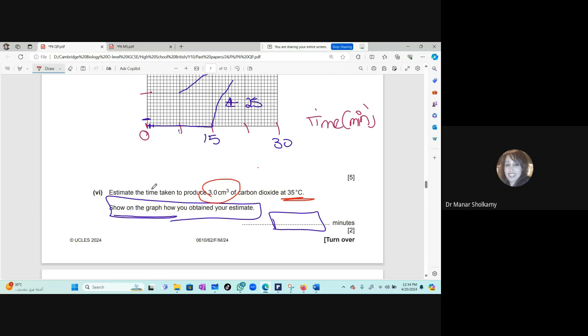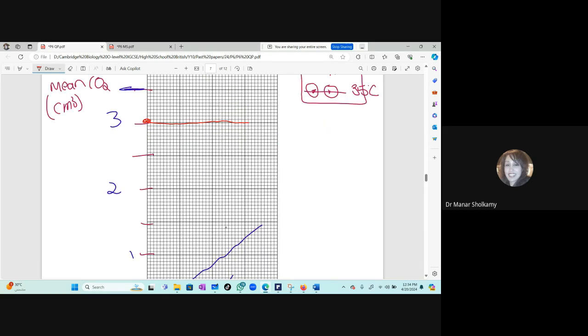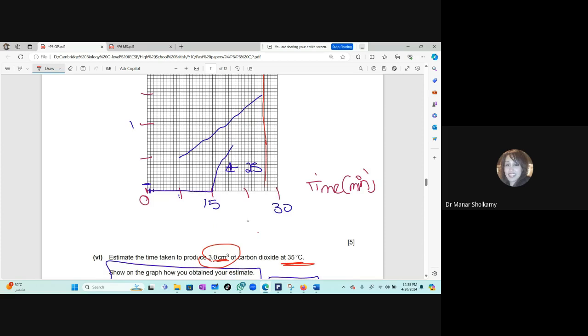We want to estimate the time taken to produce 3 centimeter cubed of carbon dioxide at 35 degrees. You will go to 3 centimeter cubed here. You have two graphs, and you will move vertically until the graph of 35 degrees stops you. And then you will move vertically downwards, and you will be able to estimate the time. But you have to show it on the graph.